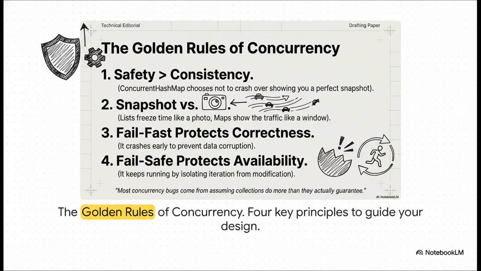Okay, we have covered a ton of ground. Let's boil it all down into 4 simple golden rules. Rule number 1, safety is more important than perfect consistency. ConcurrentHashMap would rather show you slightly old data than crash. 2, snapshot versus live. Remember, some collections are like a frozen photo, while others are like looking at live traffic. 3, fail-fast exists to protect correctness by crashing early. And 4, fail-safe exists to protect availability by making sure the app keeps running.